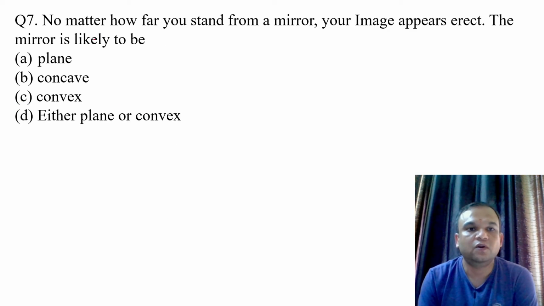Next question says, no matter how far you stand from a mirror, your image appears erect. The mirror is likely to be. If the image appears to be erect, then the image also should be virtual in the case of a mirror, and that mirror will be always either a plane mirror or a convex mirror, and that is why option D is the correct answer.